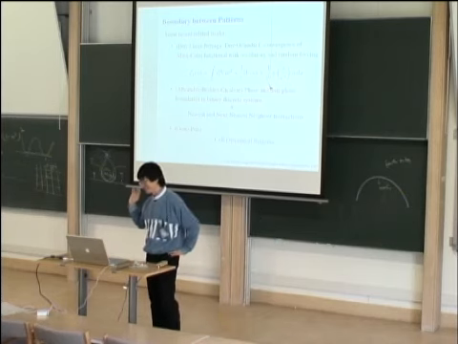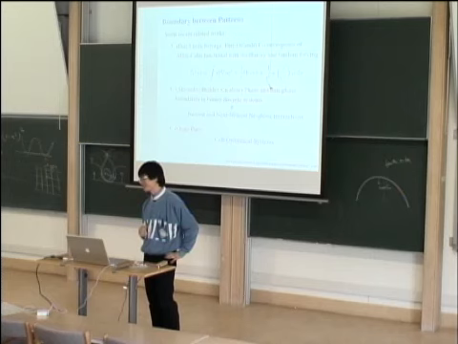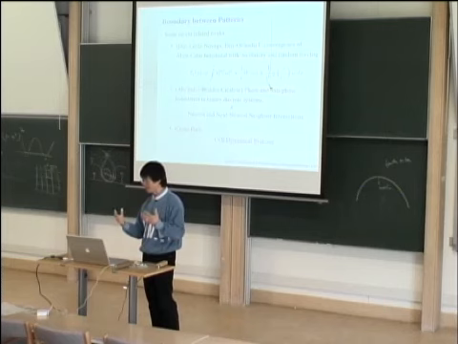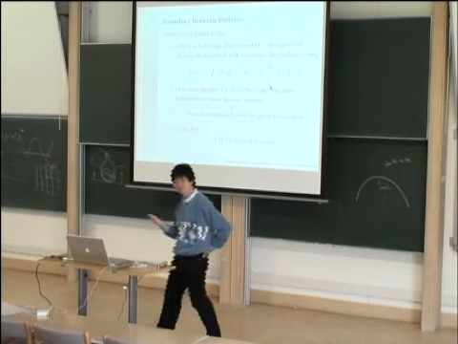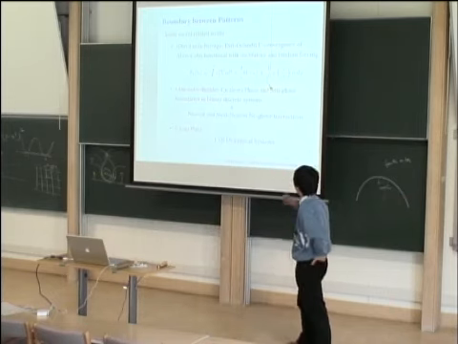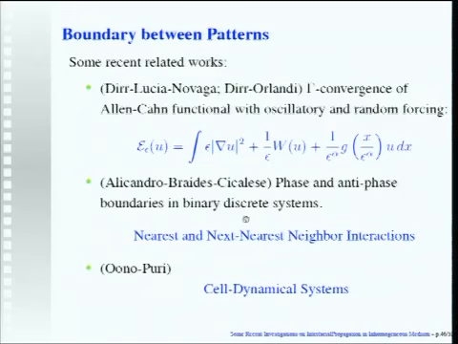So they study these nearest and next nearest neighbor systems. They really construct examples in the stationary case where they can have patterns and boundaries between patterns. And of course, from a discrete or dynamical systems point of view, they have cellular dynamical systems where they study lots of different evolutions between patterns.